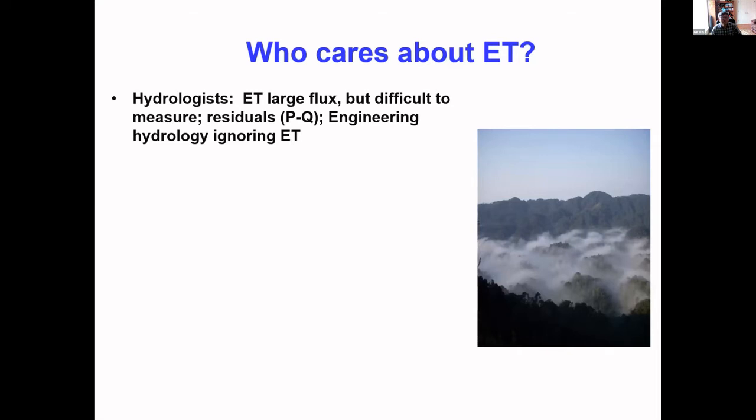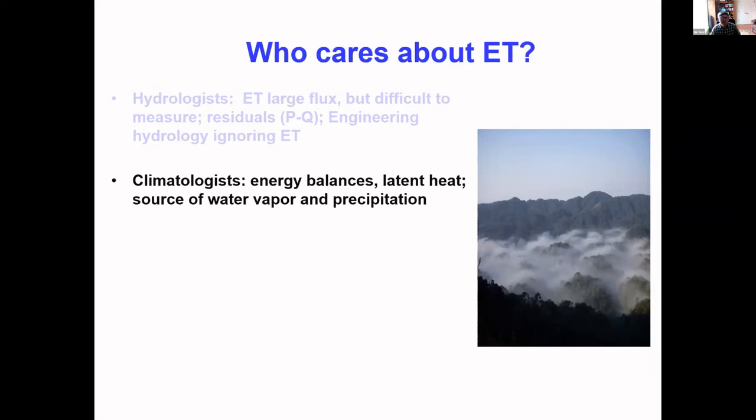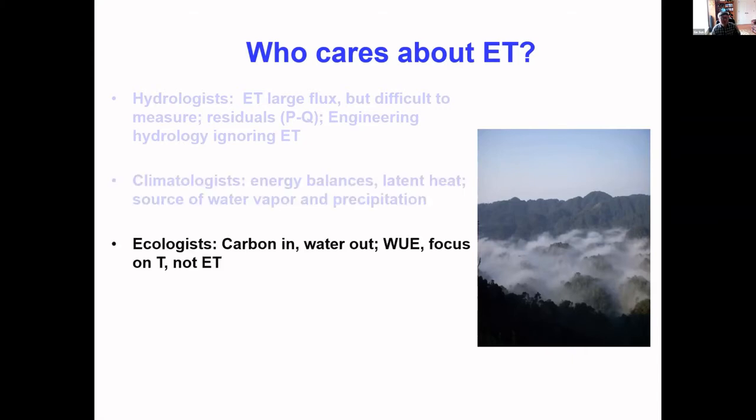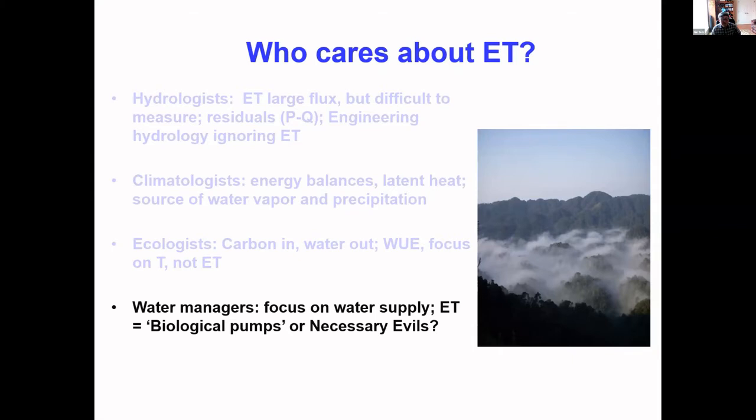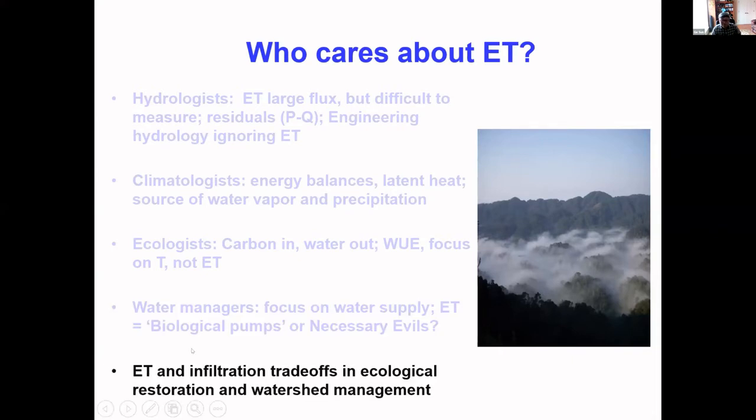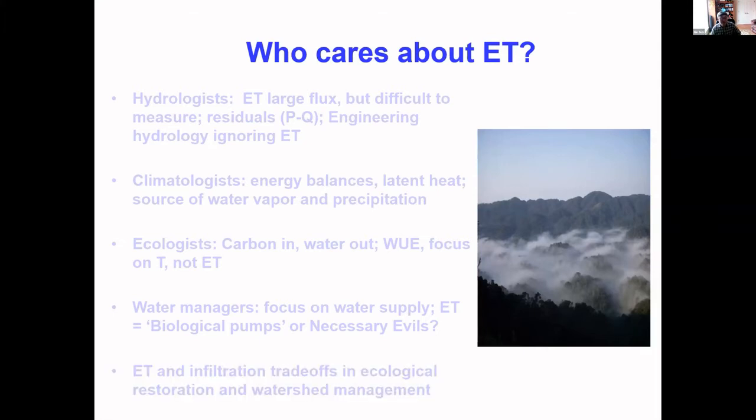So first, who cares about ET? Different people have different perceptions. For hydrologists, we measure flow, but rarely measure evapotranspiration. For climatologists, we care about the energy balance, latent heat. For ecologists, this morning we talked a lot about partitioning, and care about carbon. For water managers and the crop irrigation community, they care about ET because ET is a loss, so we need to quantify that. Also, for ecological restoration, because I do a lot of that, a lot of confusion comes from the trade-offs between evapotranspiration and infiltration. So basically, ET is very central to a lot of questions.